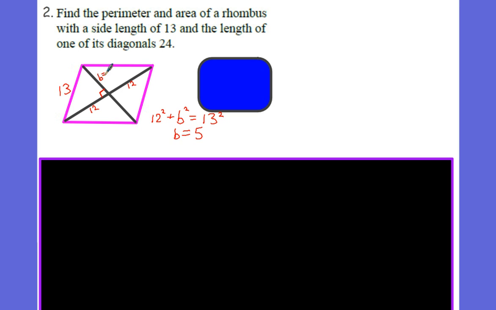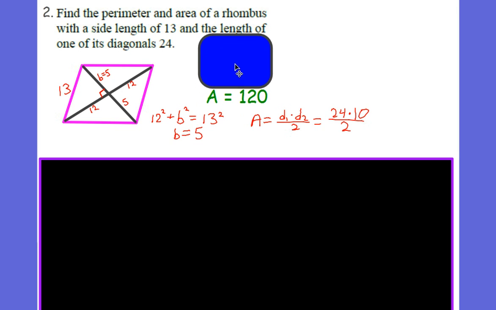All right, so if b is 5, then this is also 5. So now we know diagonal 1 and diagonal 2. Let's go ahead and write our area formula. Area equals d1 times d2 all over 2. Fill in everything now. One of my diagonal lengths is 24 times, of course, this one is now 10. All divided by 2. Go ahead and do that math.